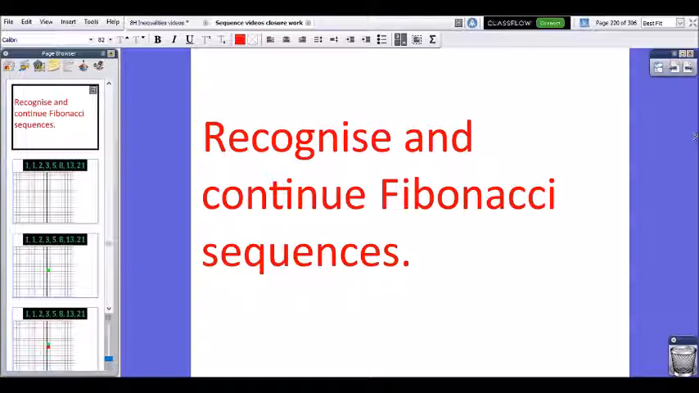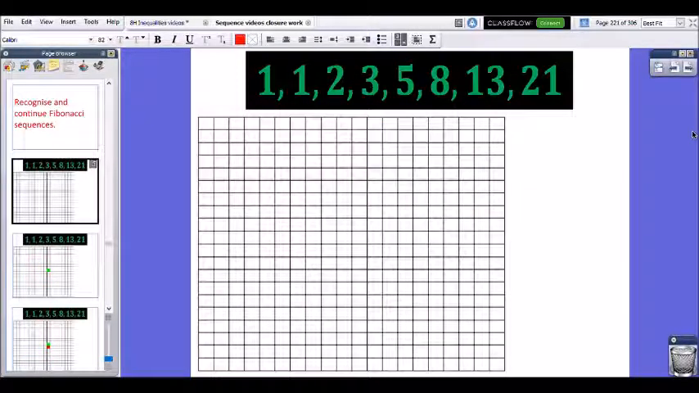In today's lesson we're going to be learning how to recognize and continue Fibonacci sequences. The first thing I would like you to do is consider the numbers on your screen. I'm going to tell you these numbers are not a linear sequence and they are not a geometric sequence. I'd like you to pause the video and see if you can tell me what is the rule that takes me from each term to the next term. What is happening each time?